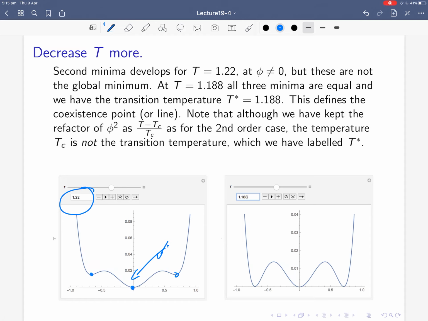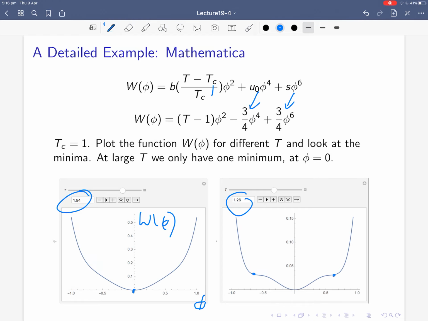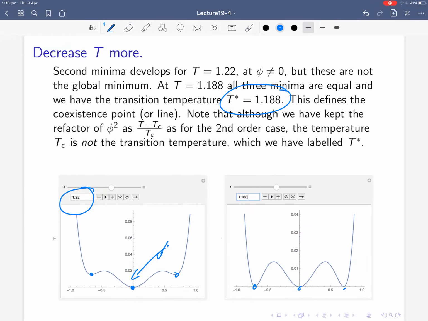If we lower the temperature down to 1.188, all three minima are equal. Ding, ding, ding. And we have the transition temperature, 1.188. Remember this. So Tc is not the transition temperature. Tc is just an expression, a temperature which occurs in the Landau free energy, and in this case it's 1. The transition temperature for this case is 1.188. This defines a coexistence point or line.